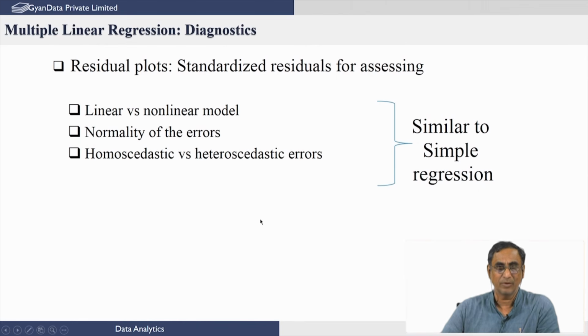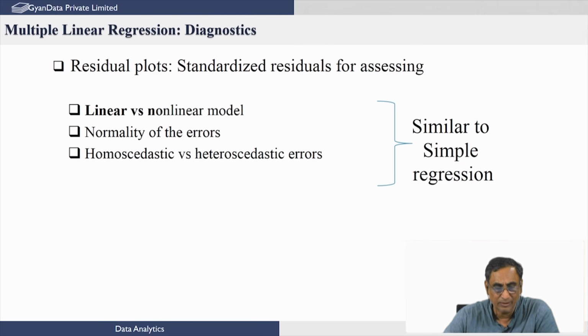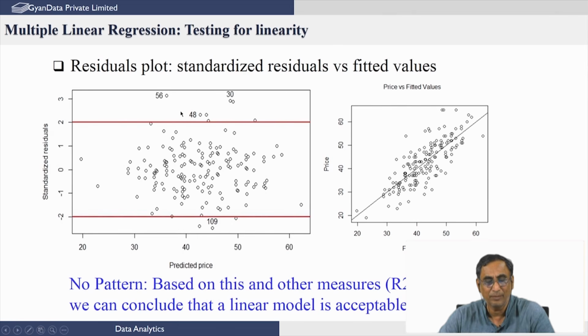The R squared value and the F statistic seem to indicate that we can go ahead with the linear model, but we should further examine the standardized residual plot for concluding whether the linear model is okay or not. There should be no pattern in the residuals. So let us actually do the residual plot. Here we have taken the standardized residuals and plotted them against the predicted price value or the fitted value. Remember, this is yi hat.